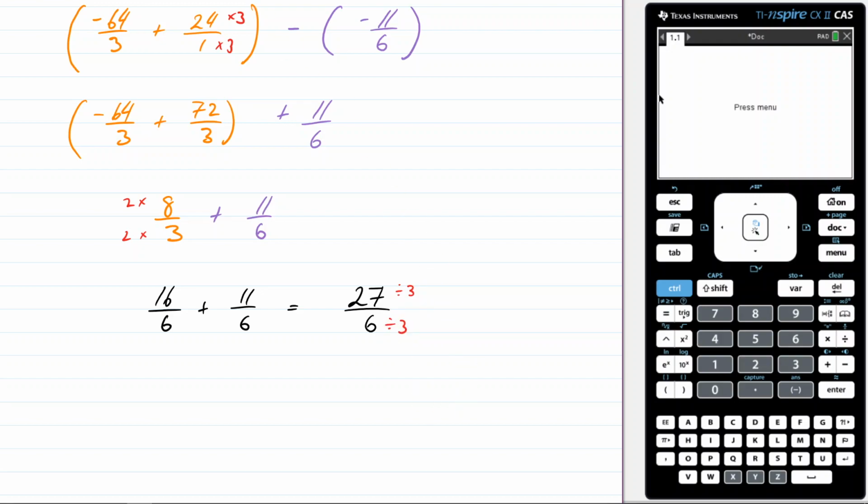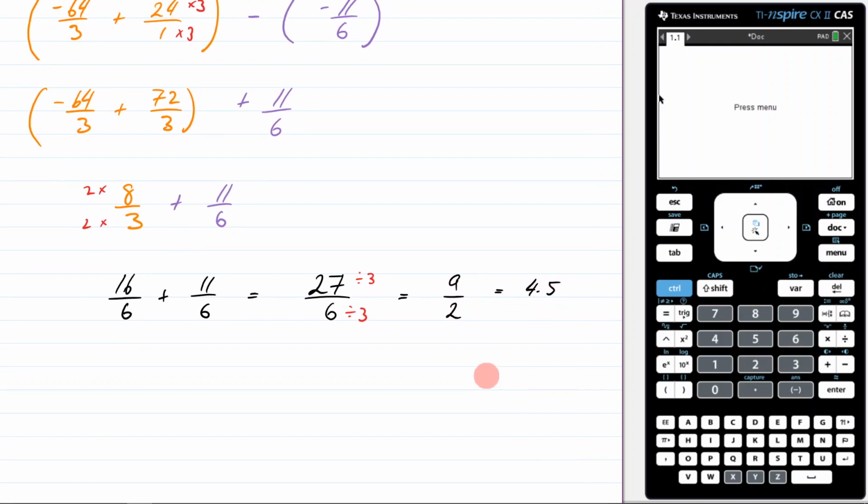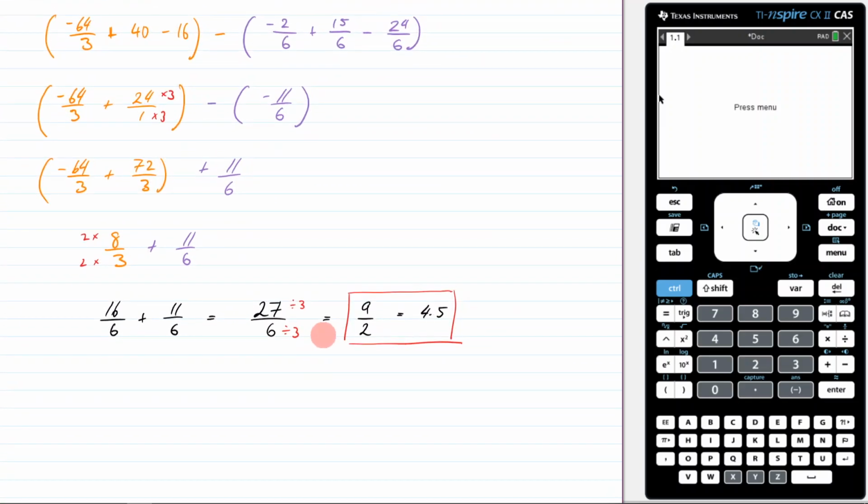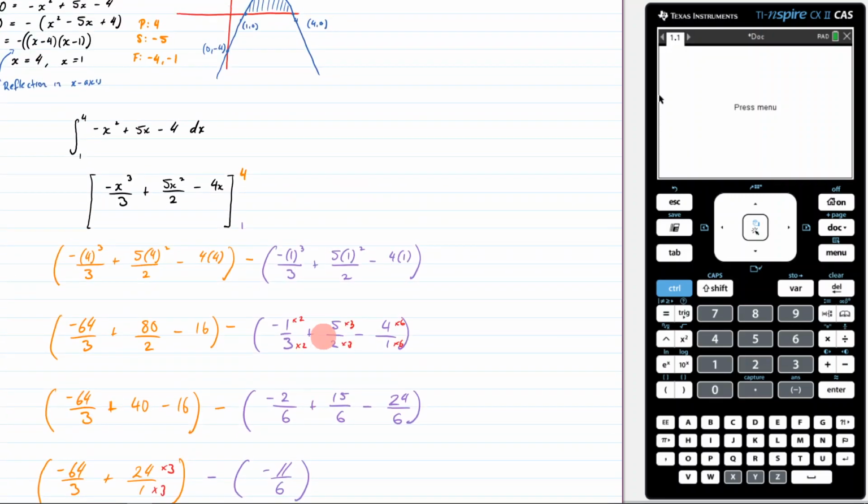This is going to be 27 divided by 3 is 9. 6 divided by 3 is 2. So it's going to be 9 on 2, also known as 4.5. Either of those would be fine. And that's how you do it. And that is how you do it, people. 9 on 2, 4.5. Look at all that beautiful working that we have done.